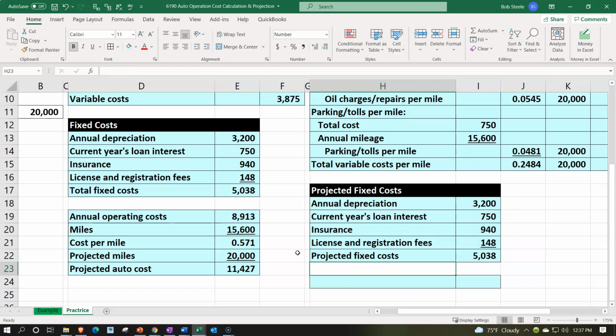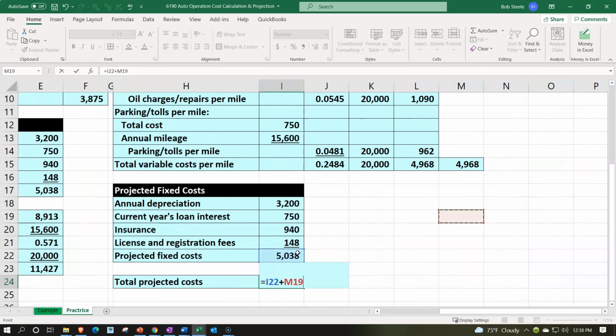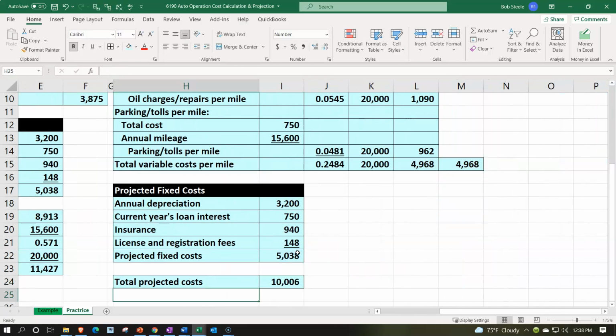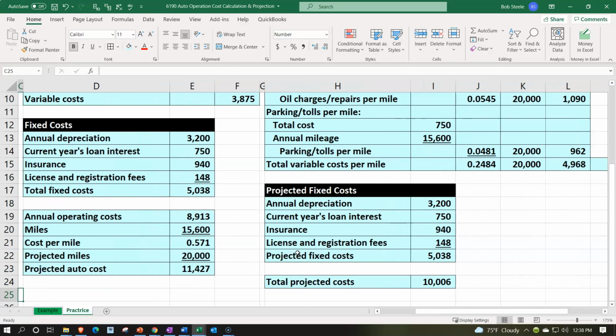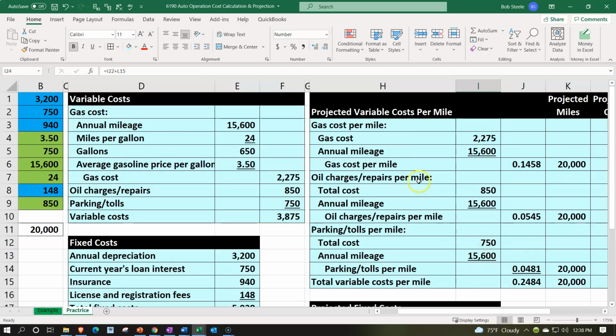There we have it. So then we have our total projected costs, we'll call it, which is equal to this number plus this number. And so now we can see we came out to a slightly different number than the 11,427, right? Because we're breaking out between fixed and variable. And anytime you're doing a projection into the future, that same kind of concept. It's not a perfect thing.